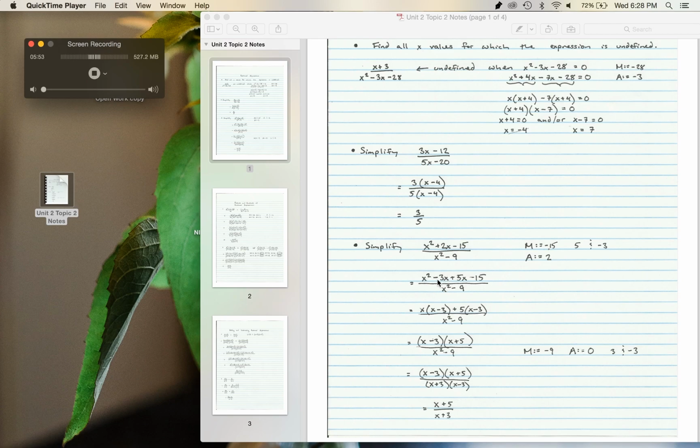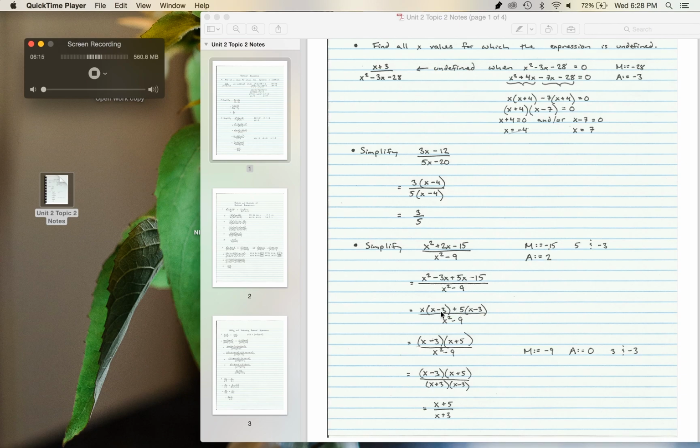So I'm going to look at the first group, x squared minus 3x. That has a common factor of x. When I pull out that x, I'm left with x minus 3 from these first 2 terms. For the second group, 5x minus 15, I have a common factor of 5. If I pull out the 5, I'm left with an x minus 3.